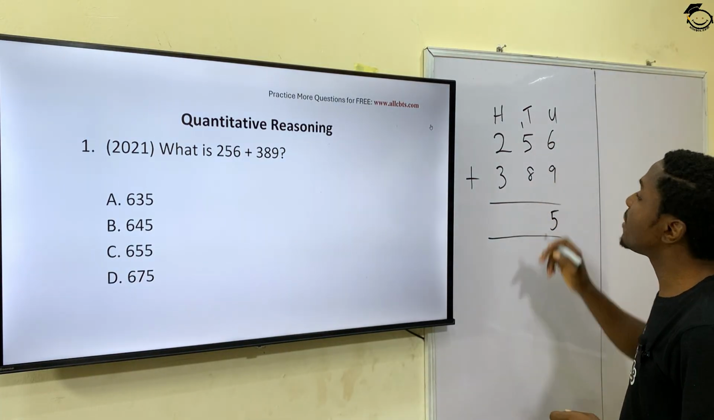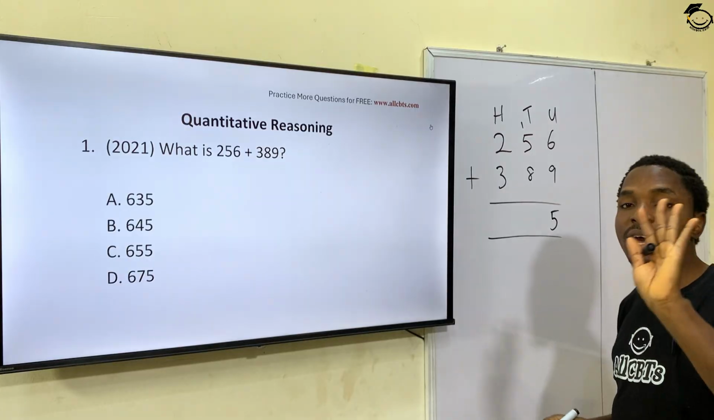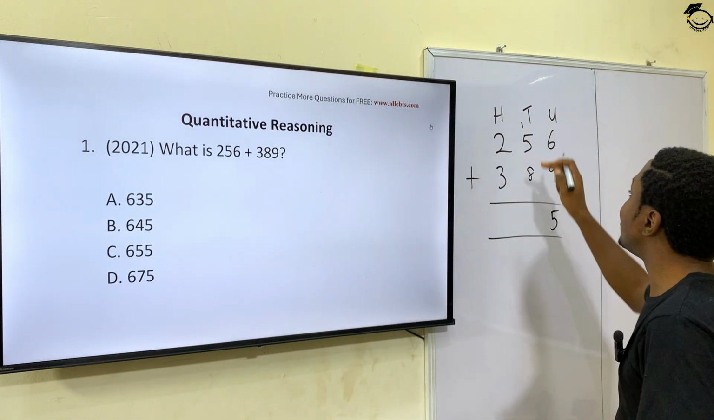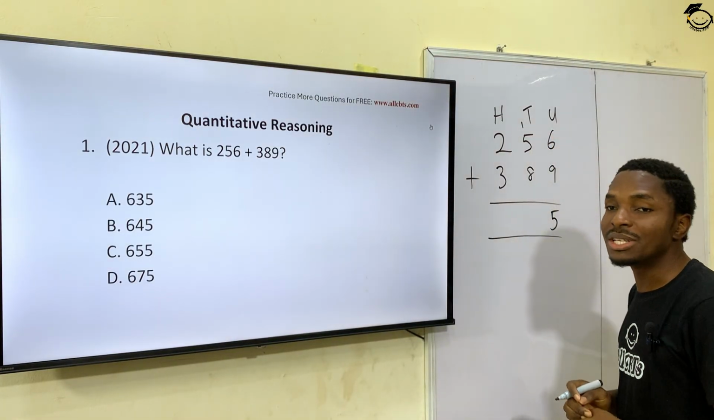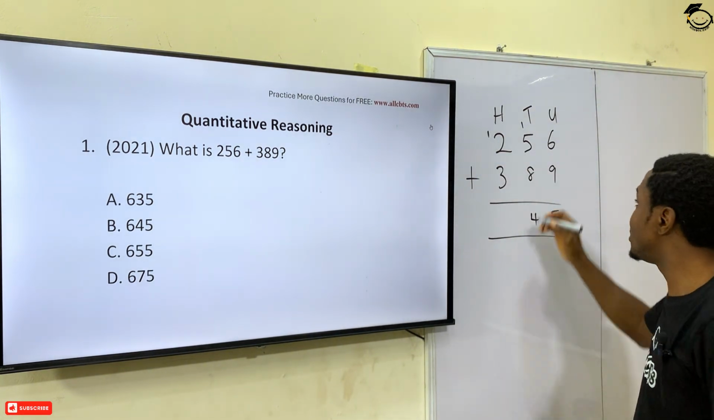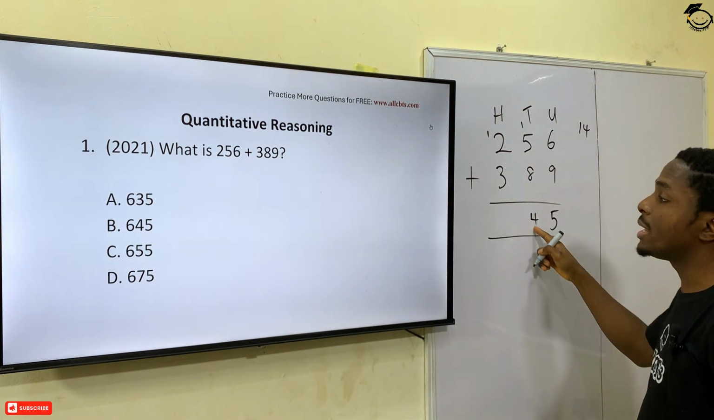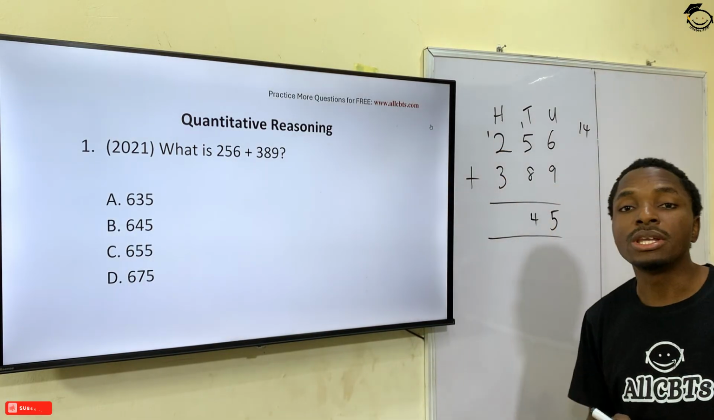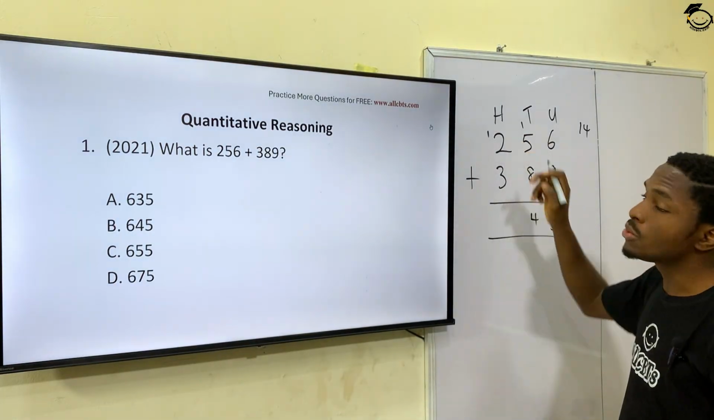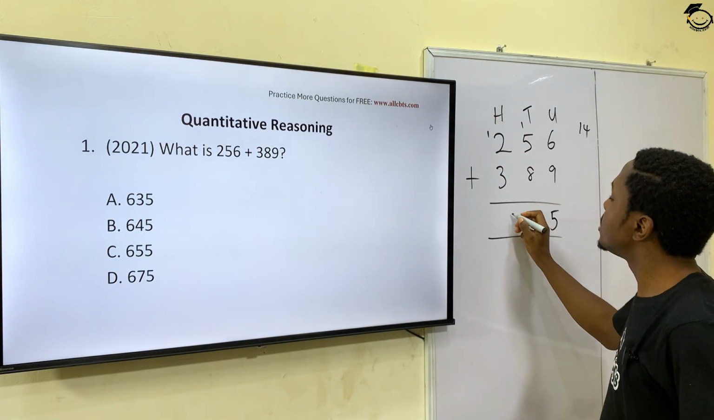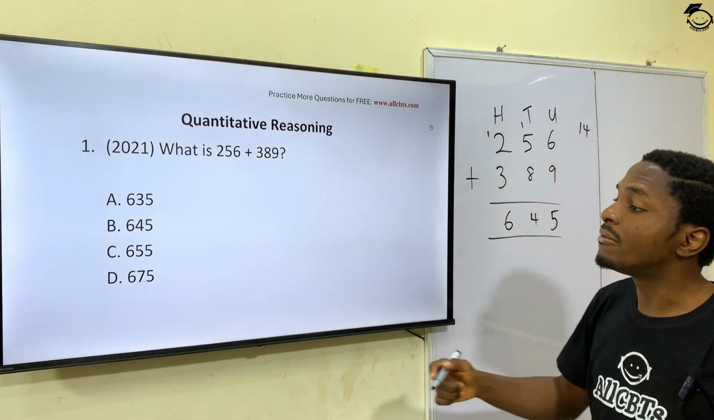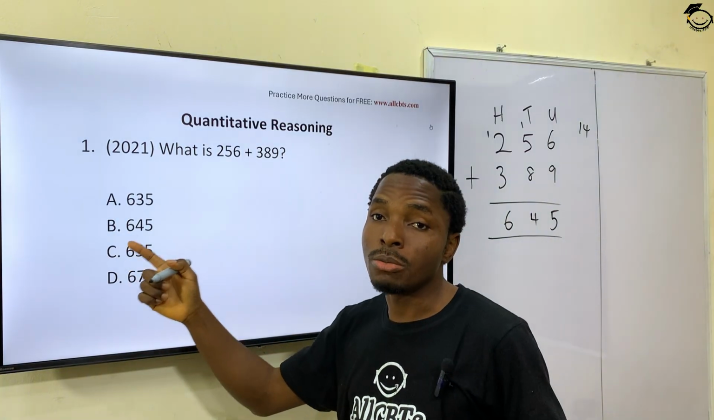Then you have 8 plus 5. This is 5, right? 9, 10, 11, 12, 13, plus this 1 that you carried, 14. So you put the 4 here, and the 1 in front, you take to the next row. And then you have 3 plus 2, 5, plus 1, 6. So the correct answer for this is 645, which is option B.